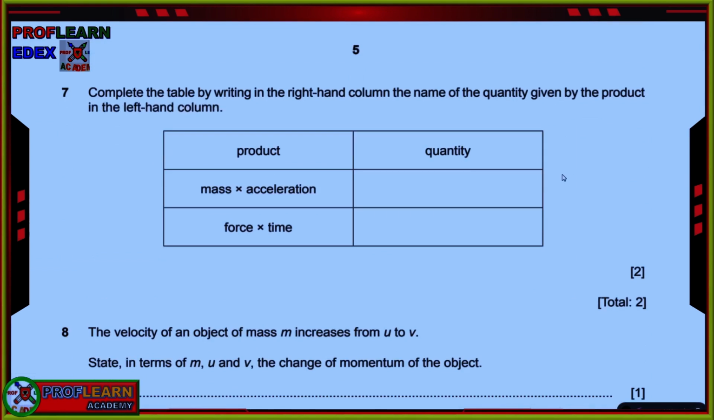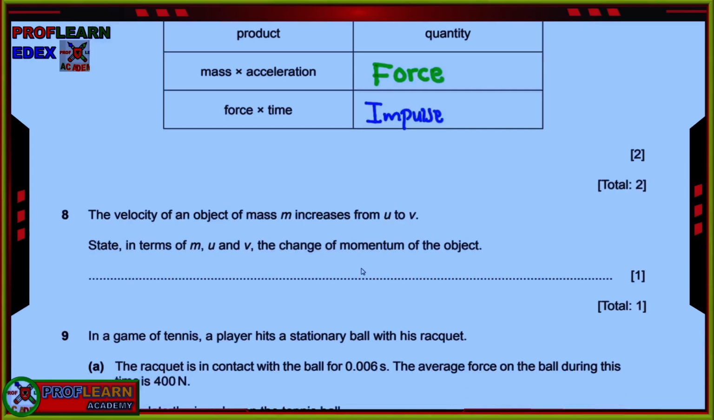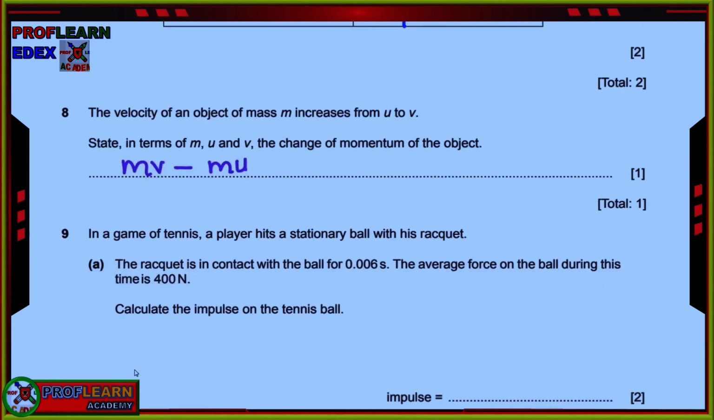Complete the table by writing in the right hand column the name of the quantity given by the product. Mass times acceleration is actually called force, but force times time gives us impulse. Now, we are supposed to work out the change in momentum, and something you need to remember is that change in momentum is final momentum minus initial momentum. In that case, you are going to say mv minus mu, like that.